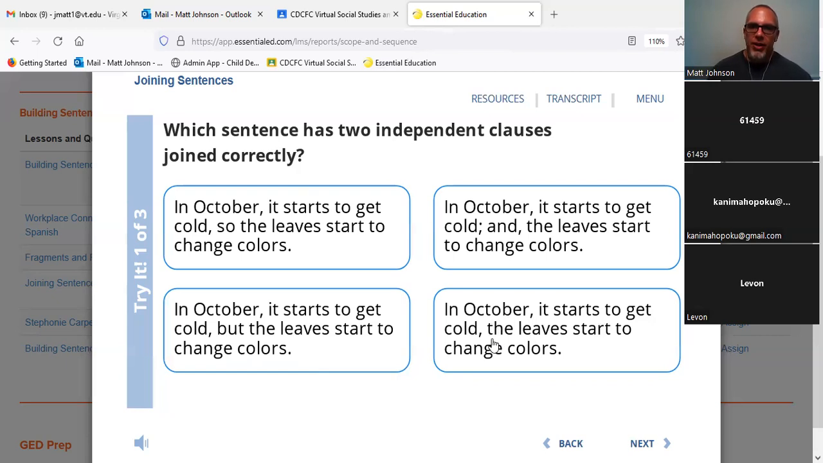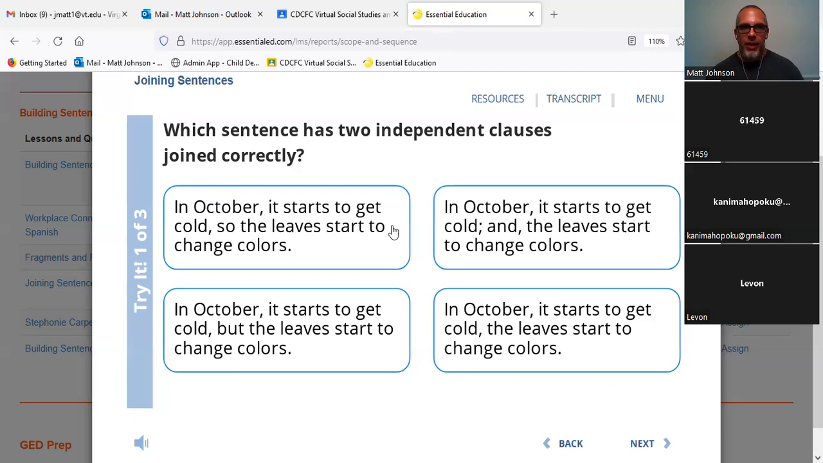In October, it starts to get cold, the leaves start to change colors. No, right? We have an intervening phrase, but we don't have an independent clause. So in October, the leaves start to change colors, okay, but this phrase does not fit there. So in October, it starts to get cold, comma, so the leaves start to change colors. There is our conjunction. So this "in October" is our lead in. That's basically an introductory phrase to tell us when it's happening.